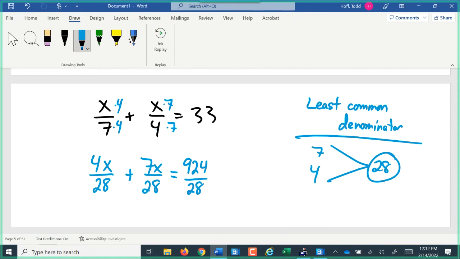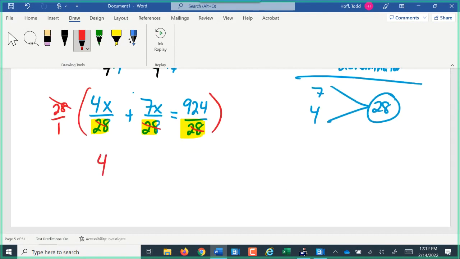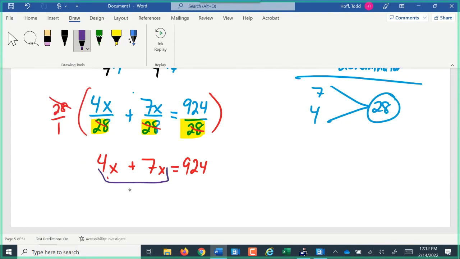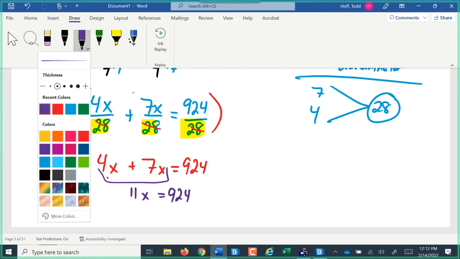And there we have an equation where we have common denominators on every term of that equation. So what we can do is simply multiply the whole equation, both sides, by 28, and it cancels out the 28s. So that now becomes the equation 4x plus 7x equals 924. And from there, 4x and 7x add up to 11x equals 924. And we can divide by 11.